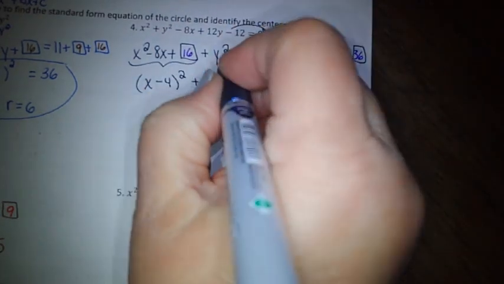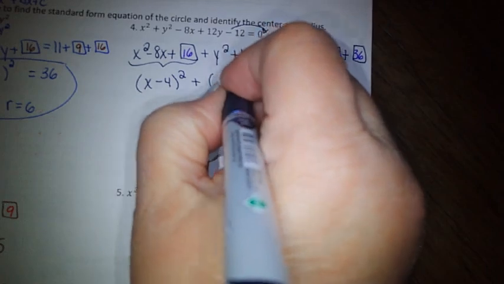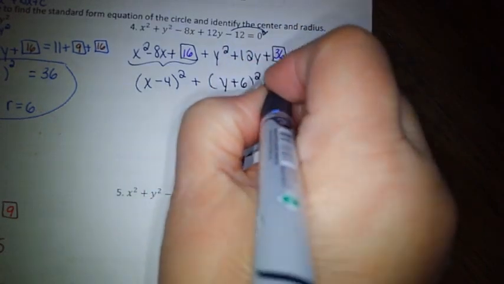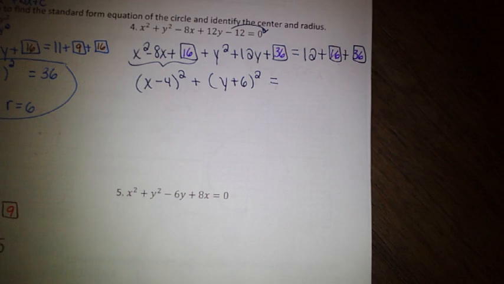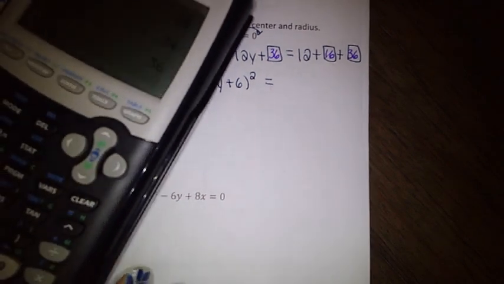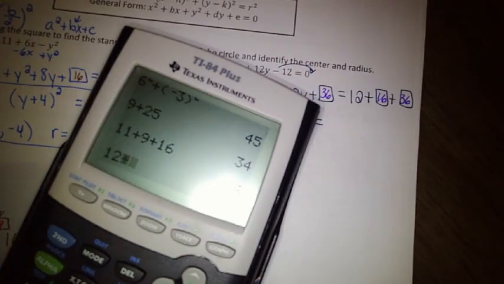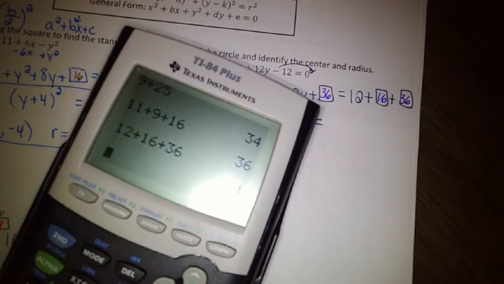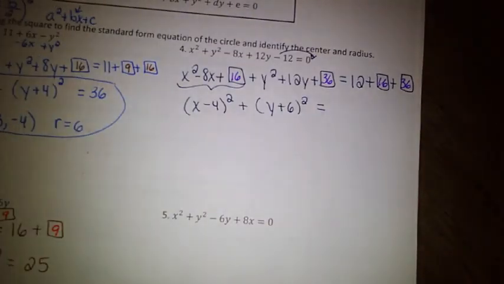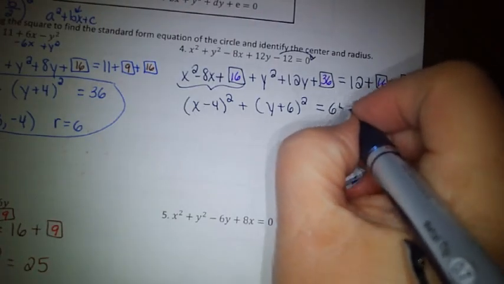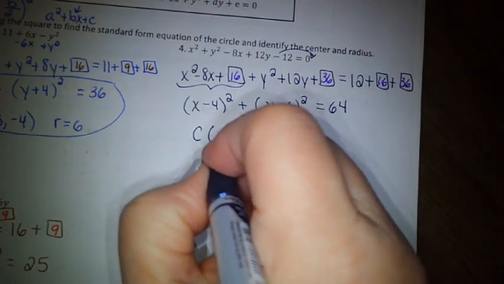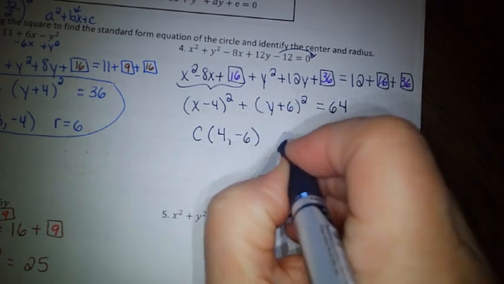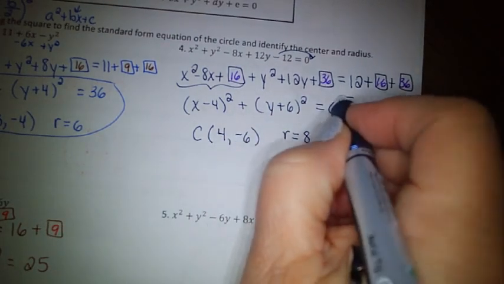Now we'll factor. X squared minus 8x plus 16 is x minus 4 squared. Y squared plus 12y plus 36 is y plus 6 squared. And now I add 12 plus 36 plus 16, which is 64. So there's the equation of my circle. It has a center of 4, negative 6, and it has a radius of 8.